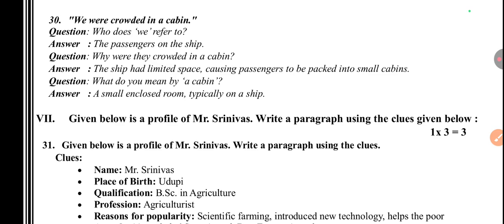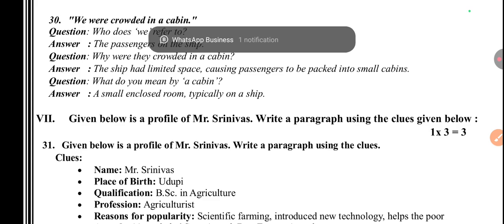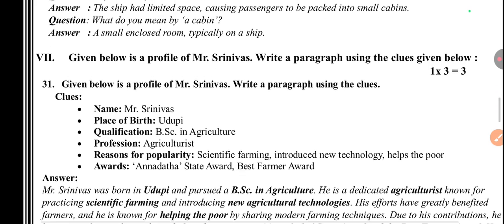Question number 30. We were crowded in a cabin. Who does we refer to? The passengers on the ship. Why were they crowded in a cabin? The ship had limited space, causing passengers to be packed into small cabins. What do you mean by a cabin? A small enclosed room, typically on a ship.